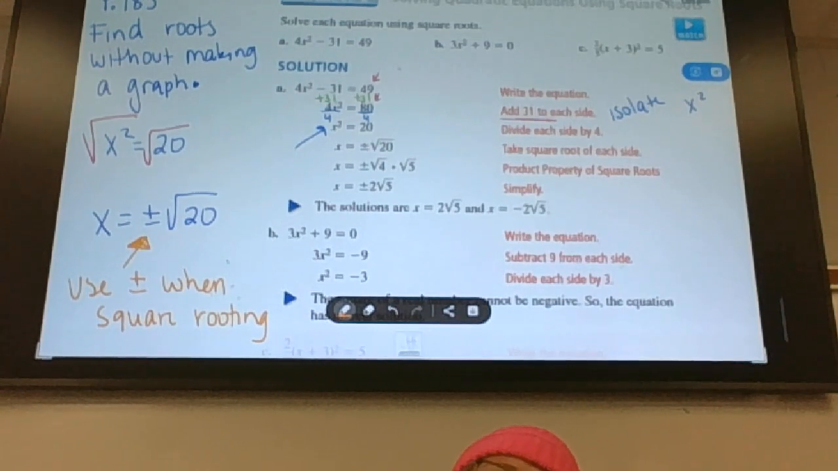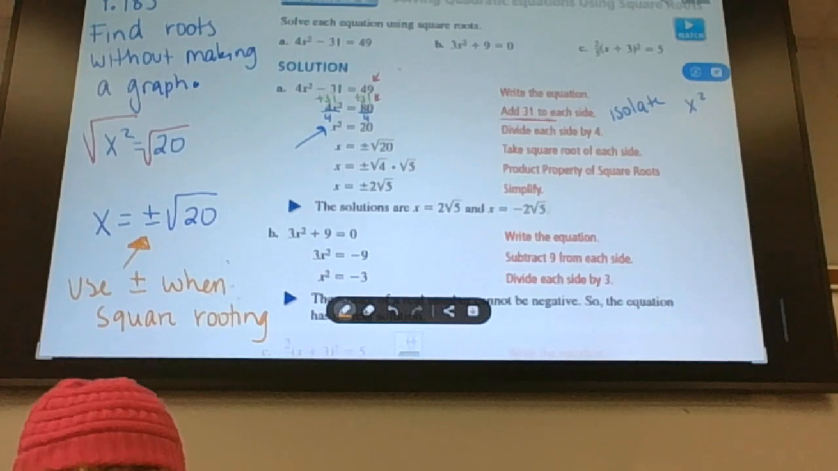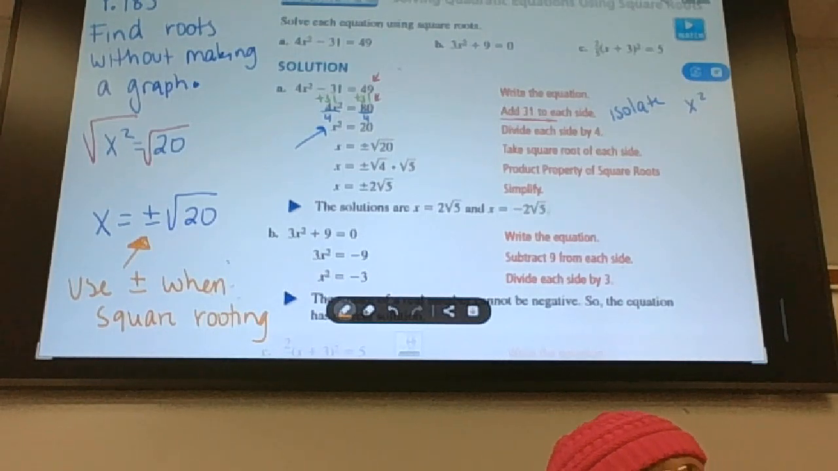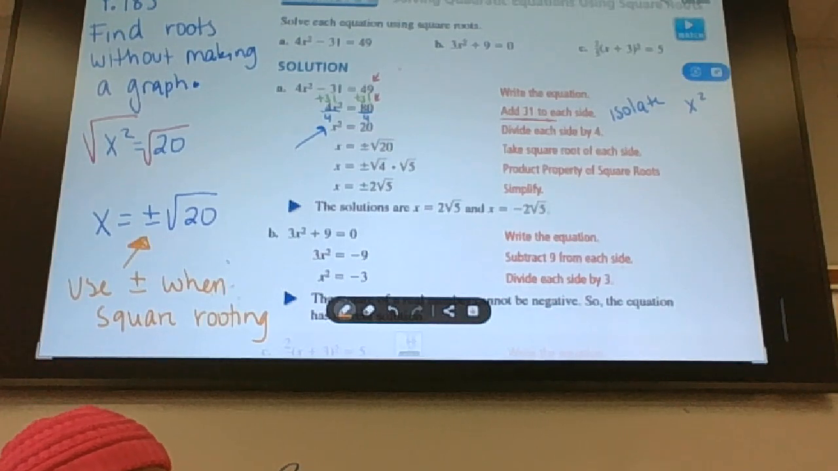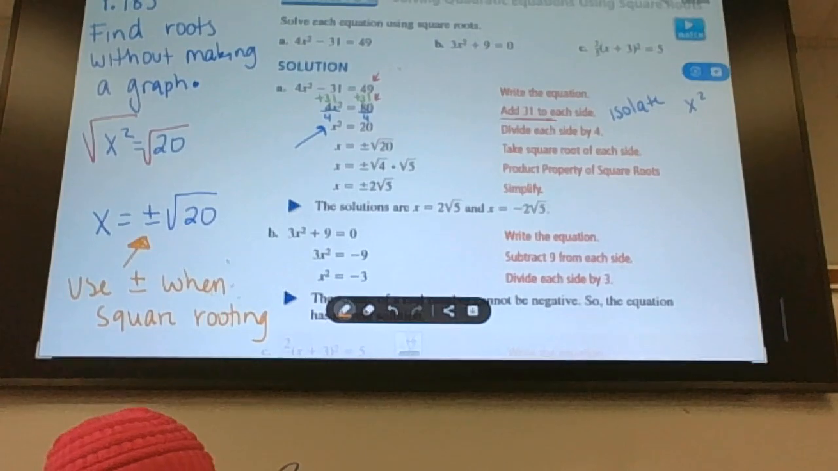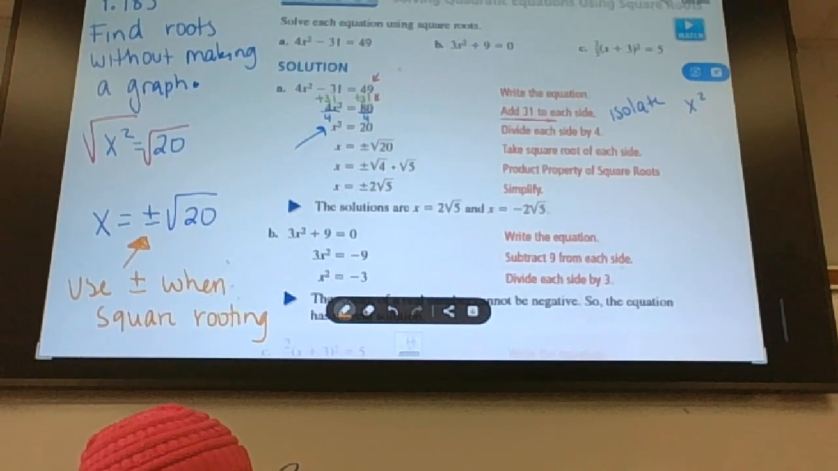Because you don't know if it's a positive or a negative x, you have to show that with a plus or minus. Like for a more basic equation, what could x equal if x squared is 25? X is 5, right? Because 5 squared is 25, that tracks. X could also be negative 5, because a negative times a negative comes out positive.